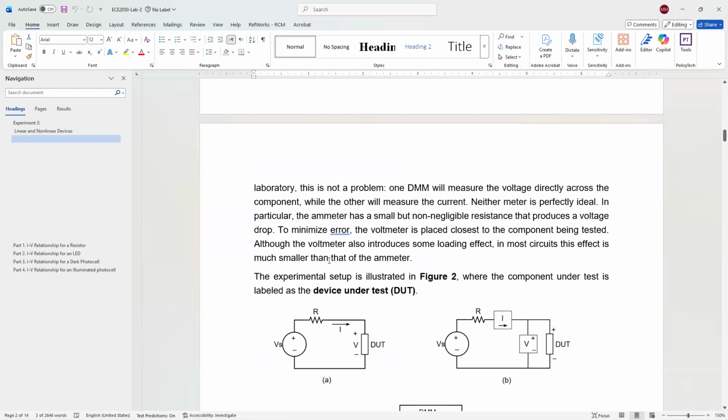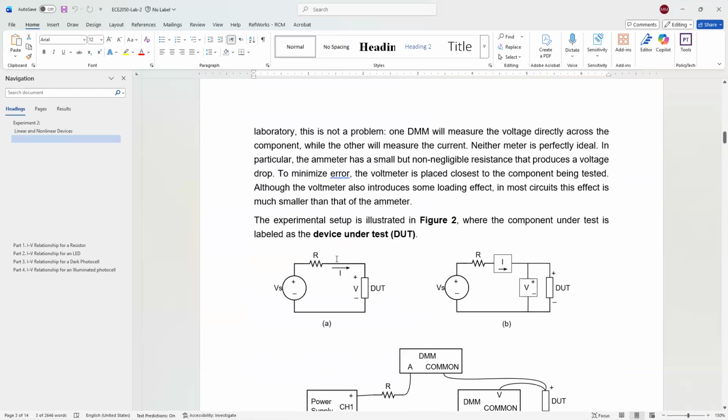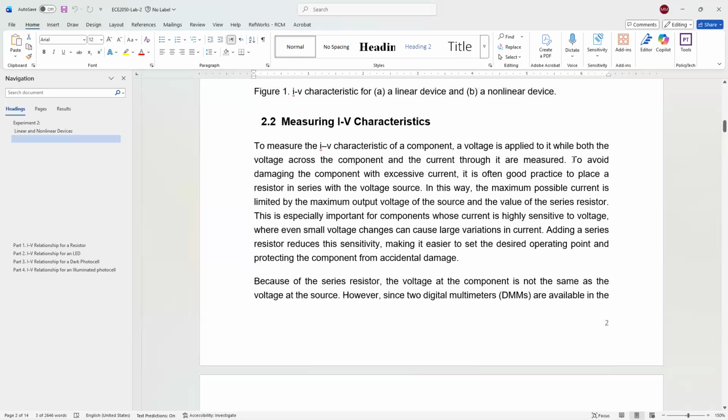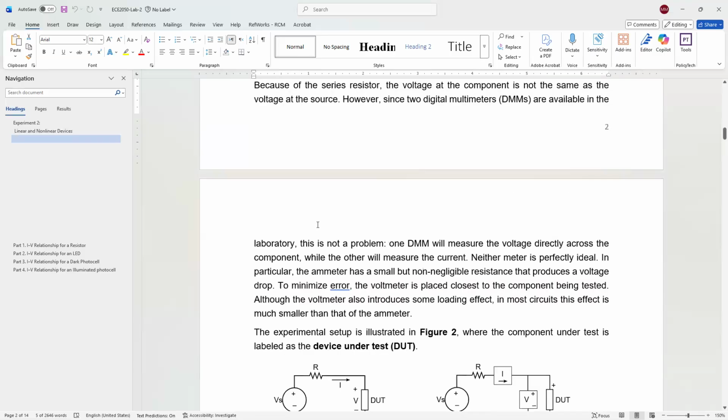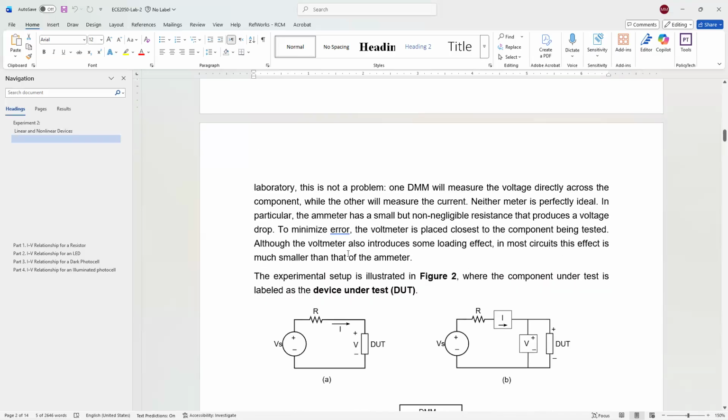Again, we're using this resistor only to limit the current, to avoid damaging the component with excessive current. It's often good practice to have a resistor in series. In the pre-lab, you need to design the value of this one. I will come to it.